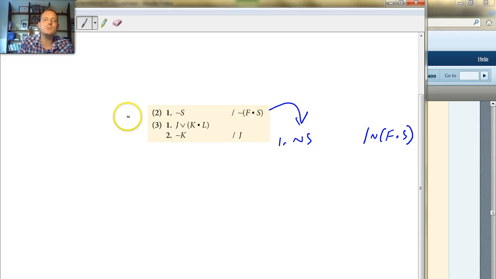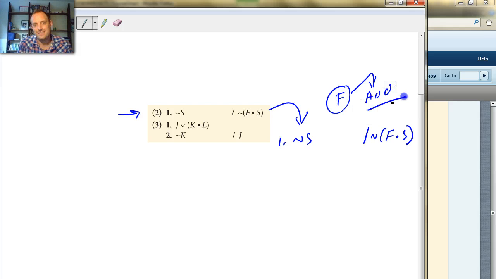But how can I actually use the rules of replacement and implication in order to get this? Well, obviously my premise here is there's no F, which means how can I get that? Well, obviously I'm going to have to add it. I have to add that. So what should I add here?